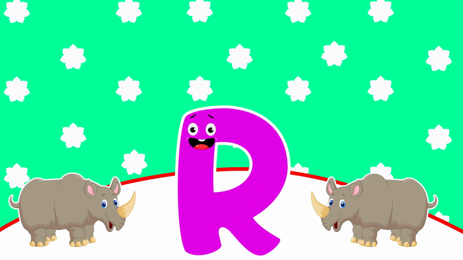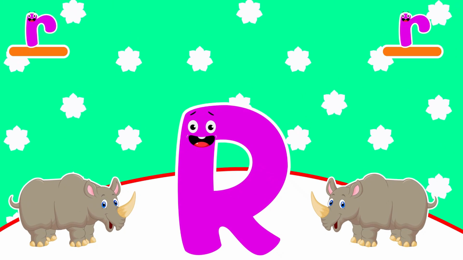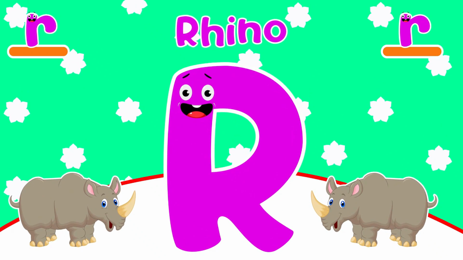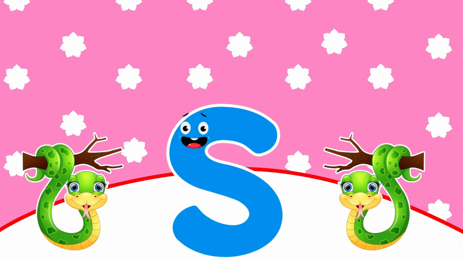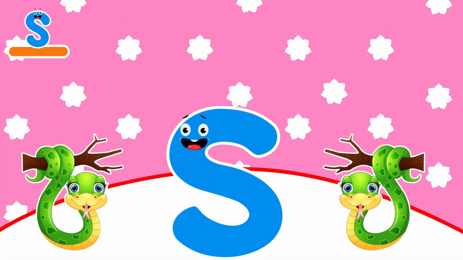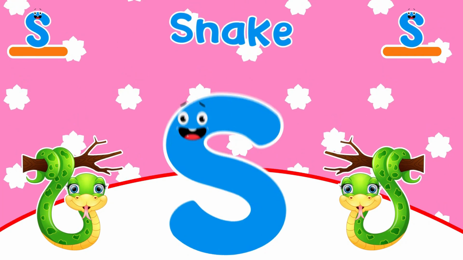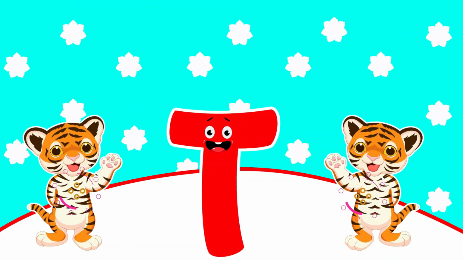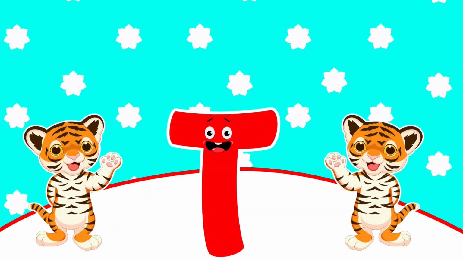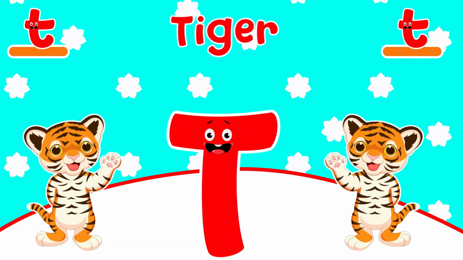R, r, rhino. R, rhino. S is for snake. S, s, snake. S, snake. T is for tiger. T, t, tiger.